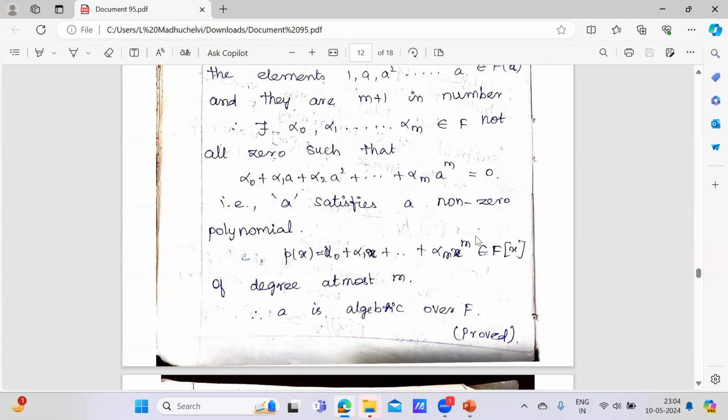So, in this session, we saw the basic definitions of fields and extension fields, and some theorems and lemmas on extension fields.